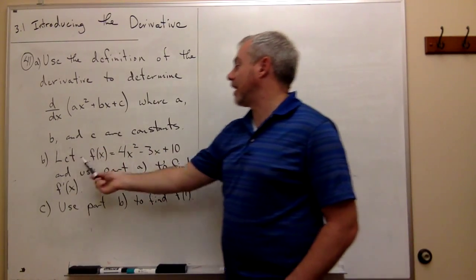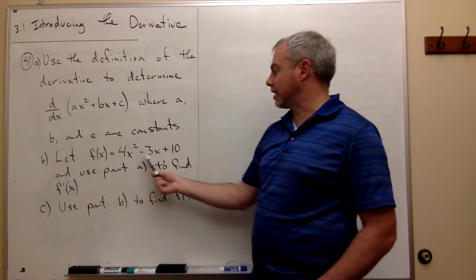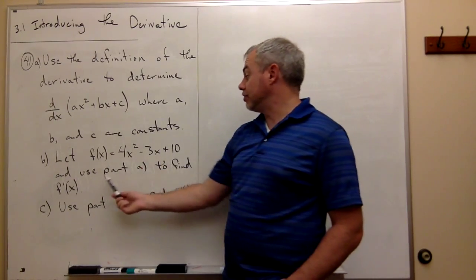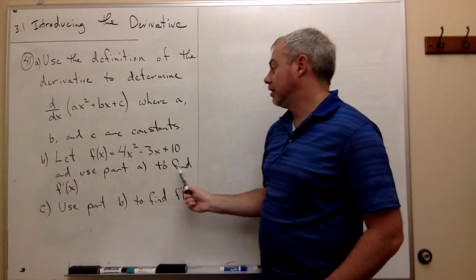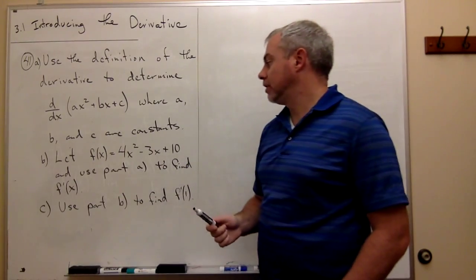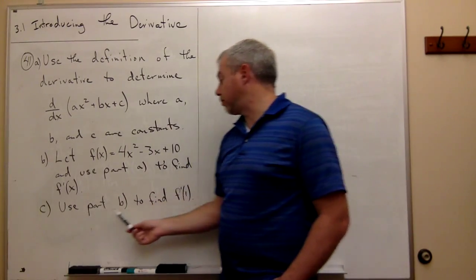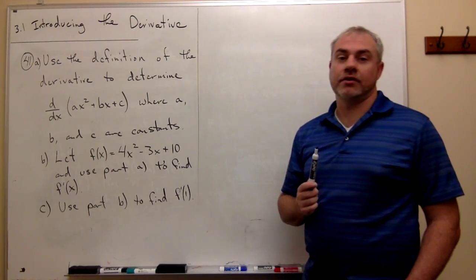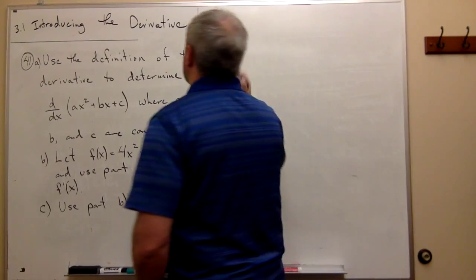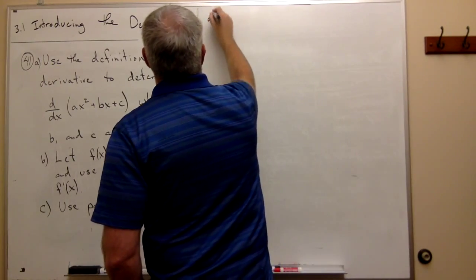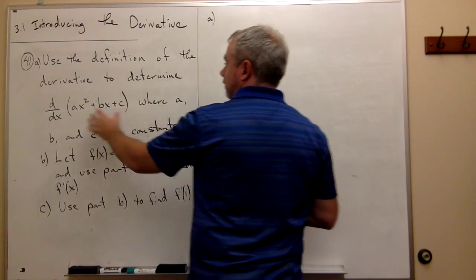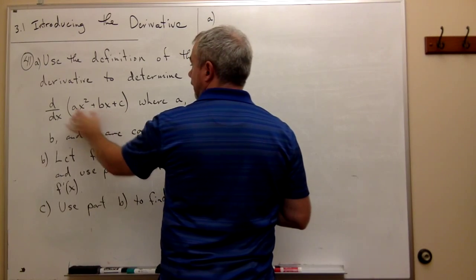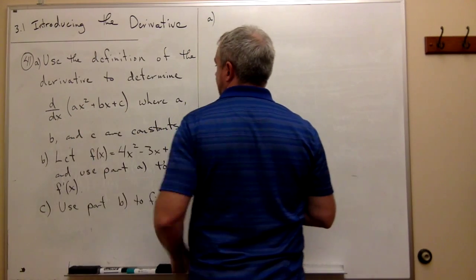Part B, I want to let f of x equal 4x squared minus 3x plus 10, and then use part A up here to find the derivative. And then in part C, let's use part B to find f prime at 1. Okay, so let's start with part A, and we want to use the definition of the derivative to determine the derivative of ax squared plus bx plus c.